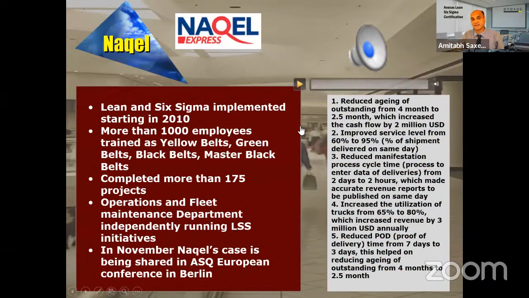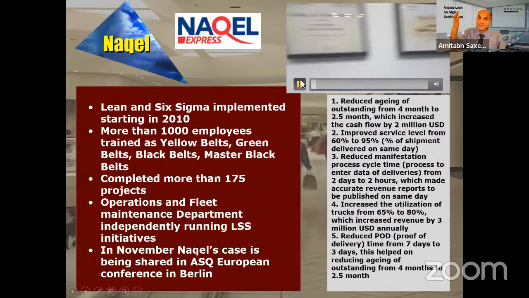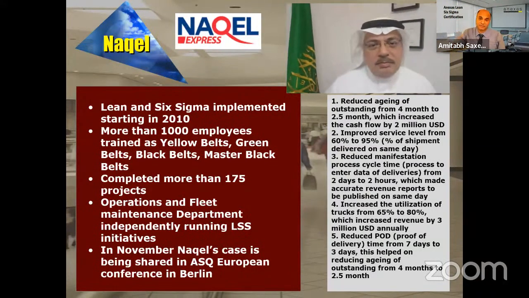And then finally, organizations like Bank Muscat have implemented Lean Six Sigma. Let's hear from them as well. They did it for 10 years, and we did a lot of projects for them. So the whole organization gets transformed.